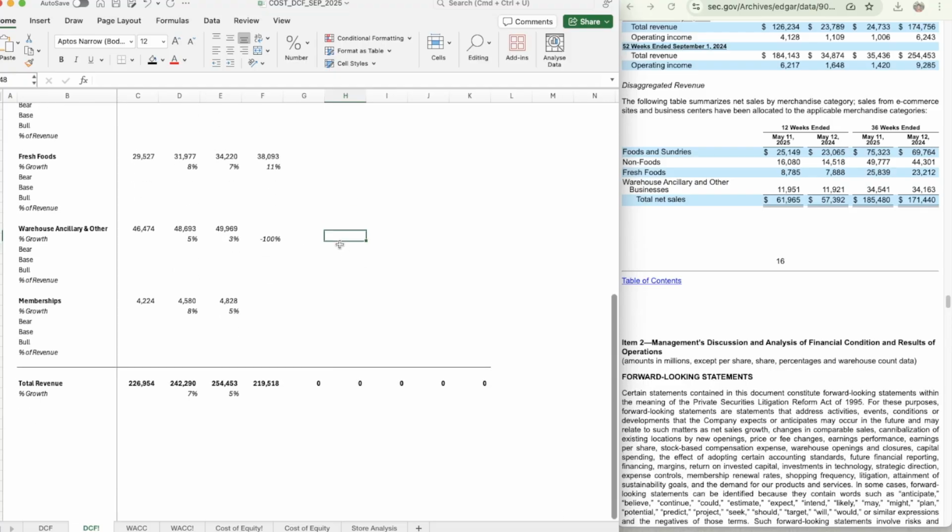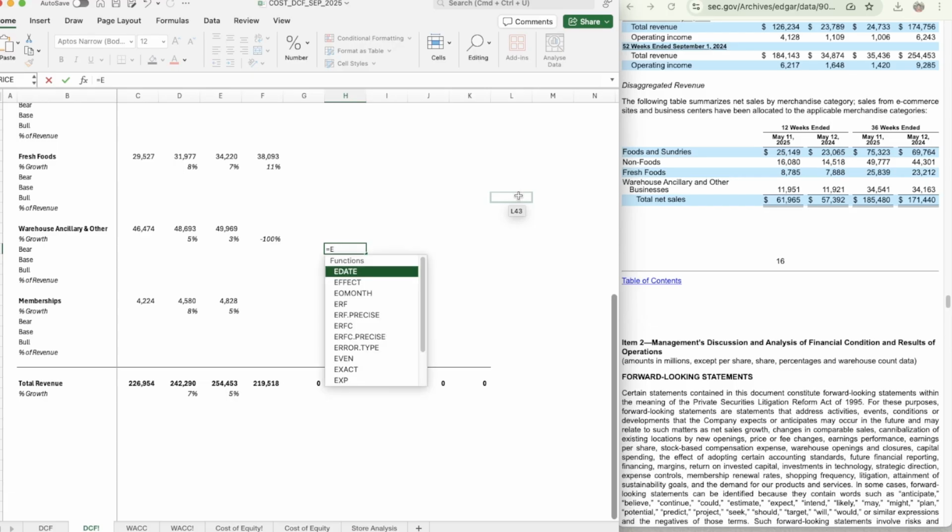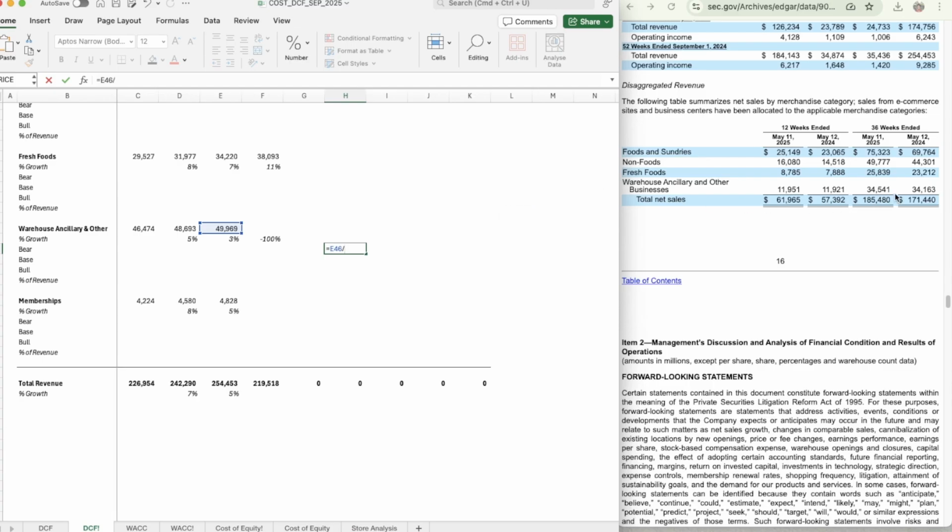The warehouse, E46 equals E46 divided by, no, E46, 34163, 1.46. They're all grow. I mean, they all had a similar ratio. Where are we? Warehouse, 3.4.